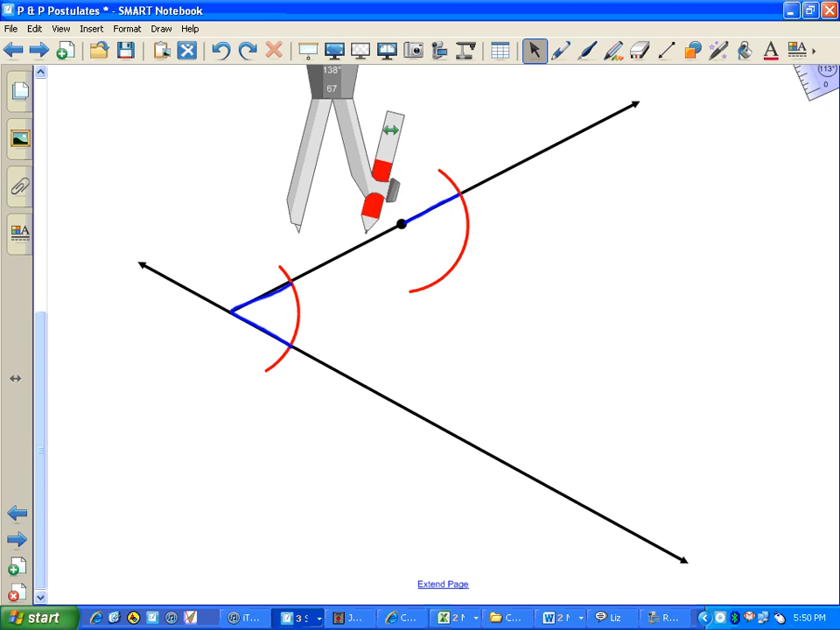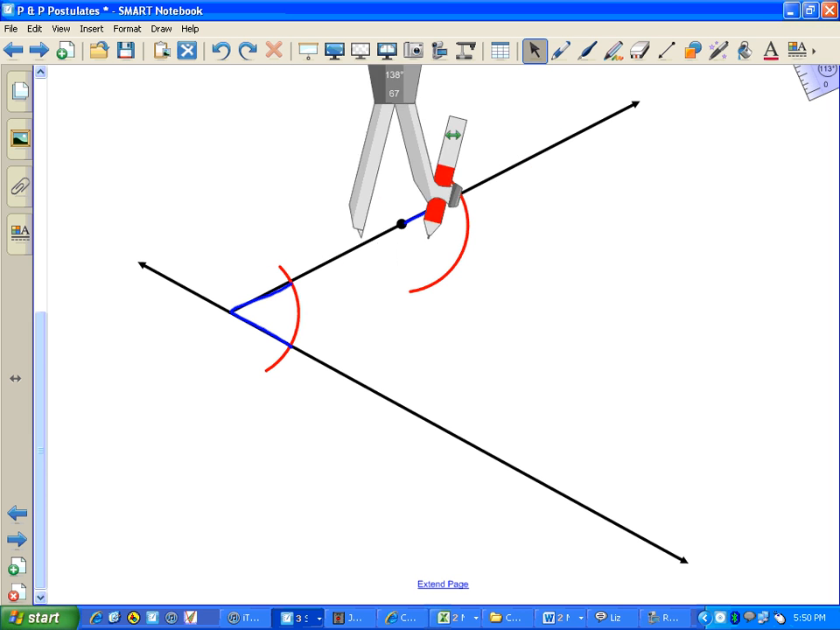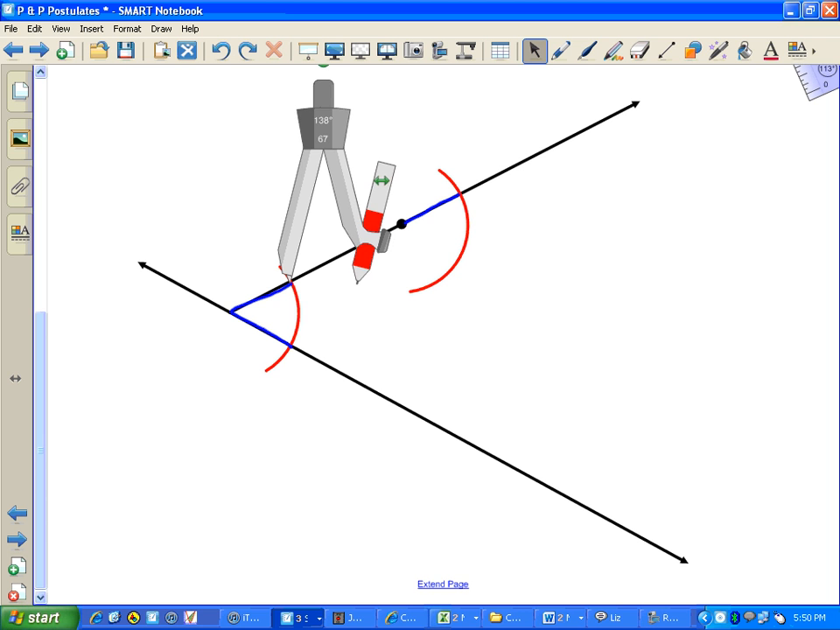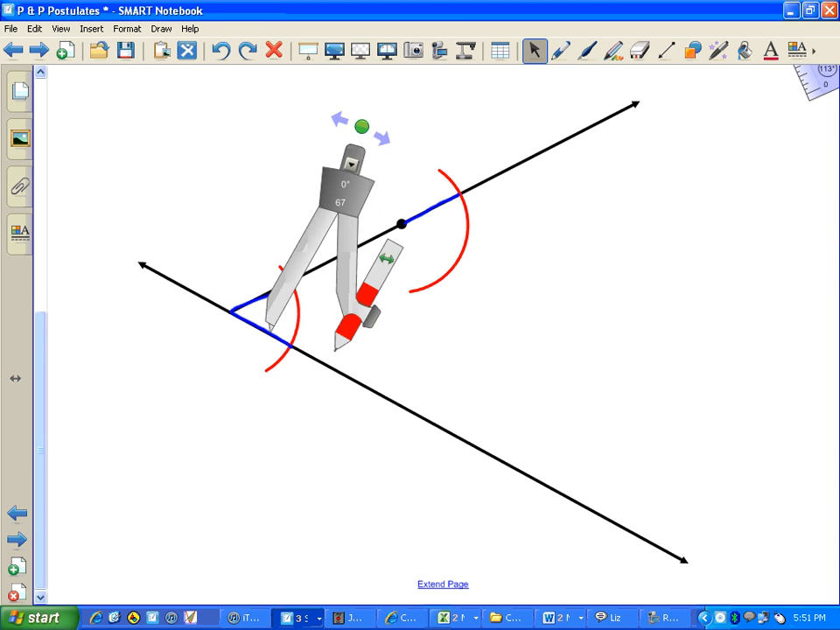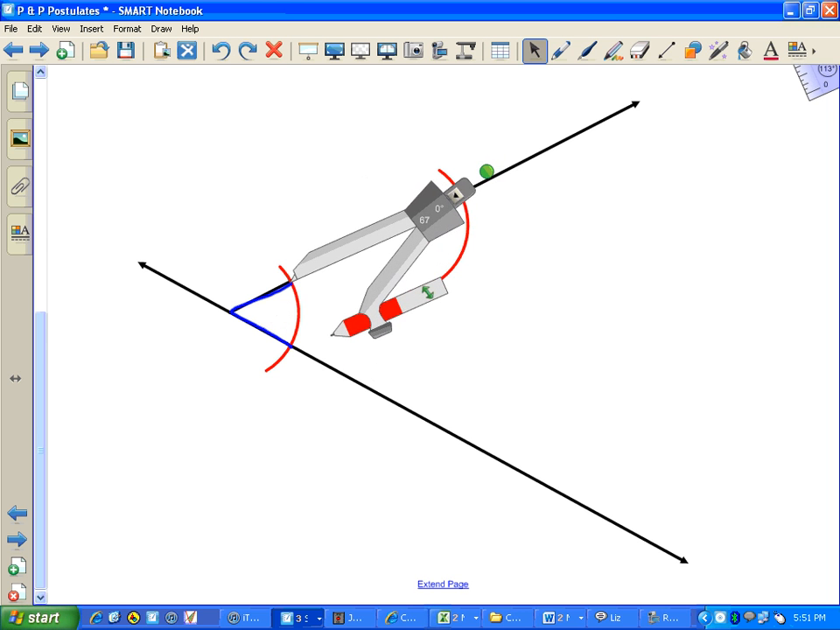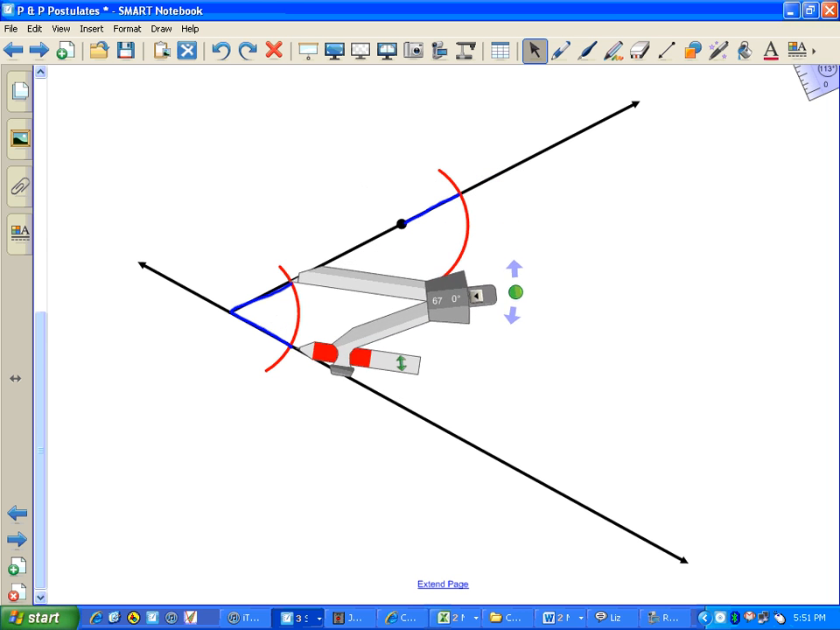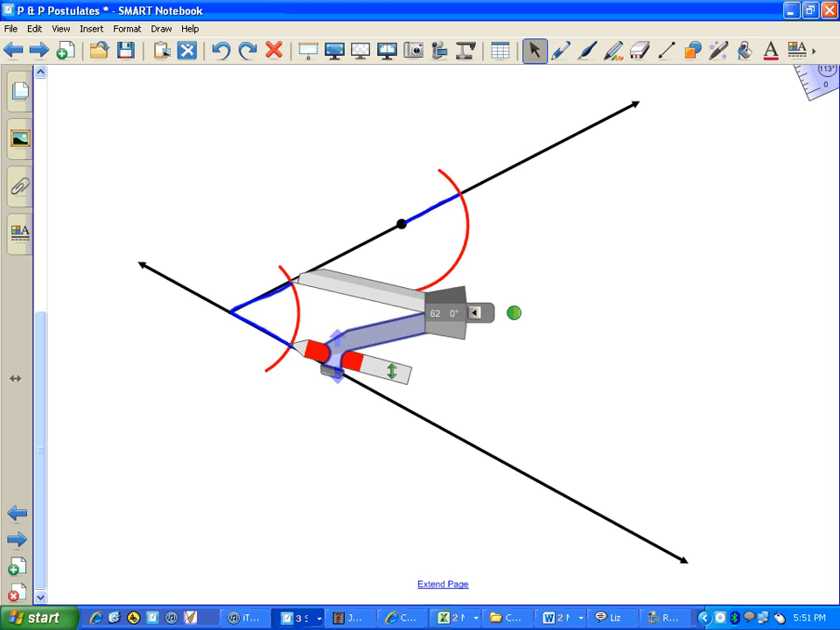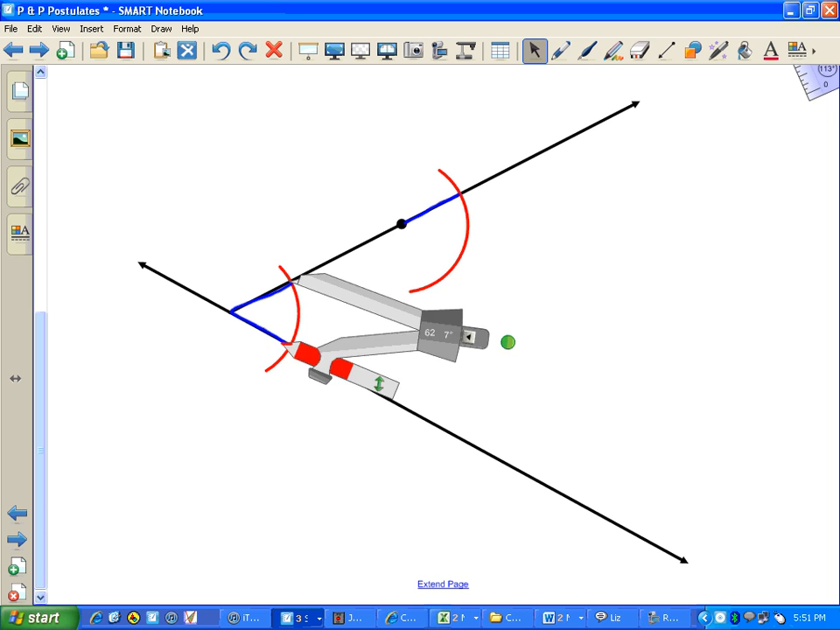Okay, so I've got the top part of my angle recreated up here, just like I've got the top part here. All I need to do is find out how far the top part is from the bottom part. I need to open my compass up to that distance from the top. That's pretty close. Can't get it exact, but you can with your compass. Okay, so I'll open it up to that distance.